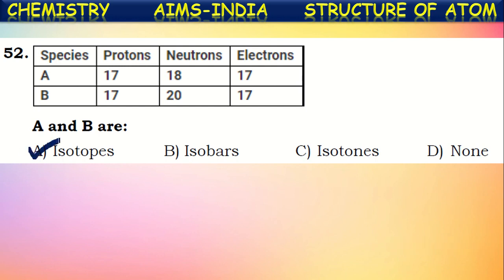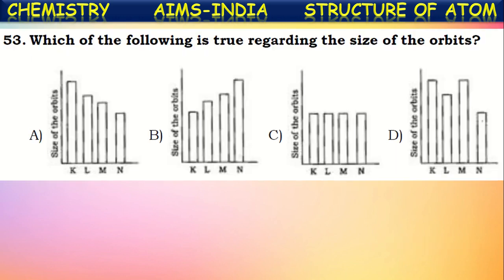Now we can say A and B are isotopes because they have the same number of protons, hence the same atomic number, but they have different numbers of neutrons, so they will have different mass numbers. Okay, they are called isotopes.